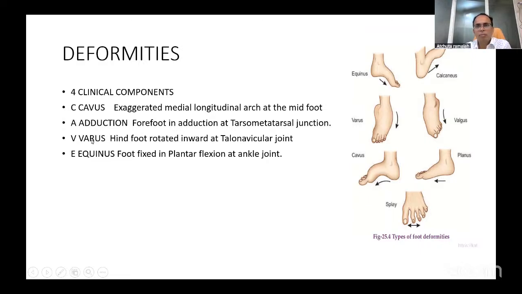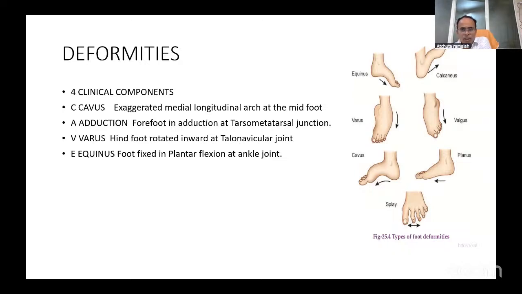Varus is the third component: the hindfoot rotated inward. And equinus: the foot fixed in plantar flexion at the ankle joint. If we combine these 4 deformities, there is a mnemonic everyone knows: CAVE, C-A-V-E. C for cavus, A for adduction, V for varus, E for equinus.